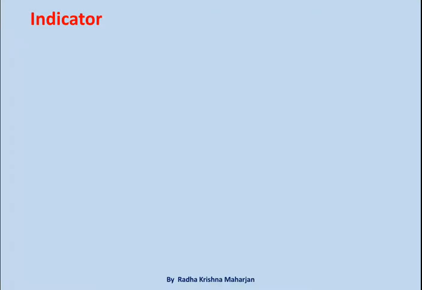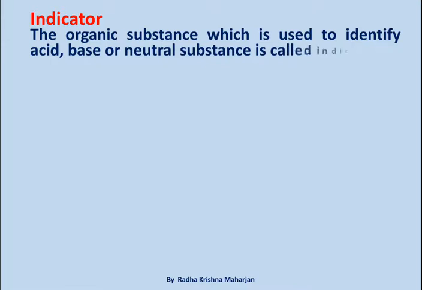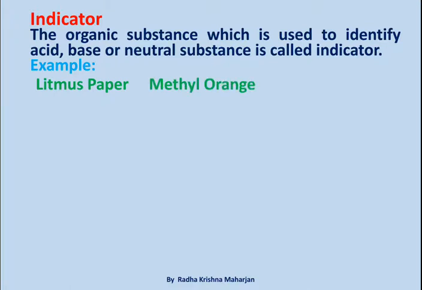Indicator: the organic substance which is used to identify acid, base, or neutral substance is called indicator. Example: litmus paper, methyl orange, phenolphthalein.